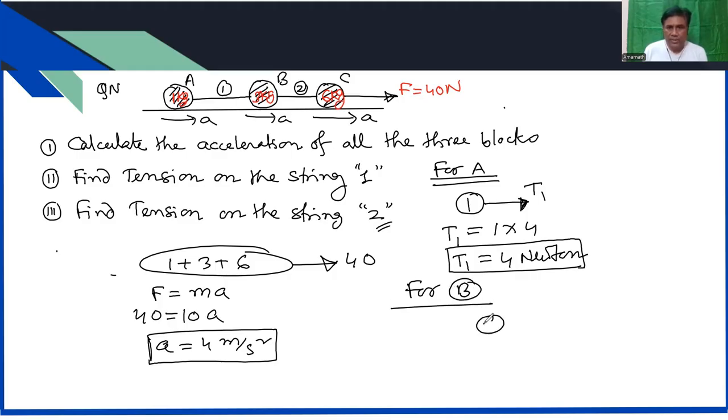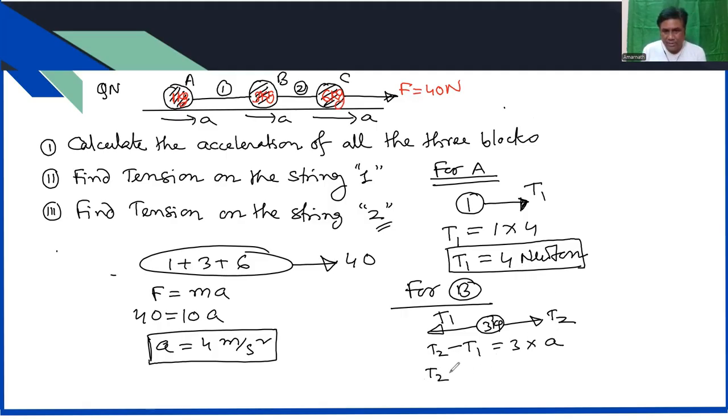So B is 3 kg. In the right direction it is tension T2, in the left direction it is tension T1. So right directional force minus left directional force equals mass into acceleration. Actually, remember, my suggestion is that always the direction in which acceleration is there, you take it as positive. Say acceleration is in the right direction, so you take the right direction as positive. If acceleration is in the left direction, then you can take the left direction as positive. No issue. Then it will be easier for you, nothing else.